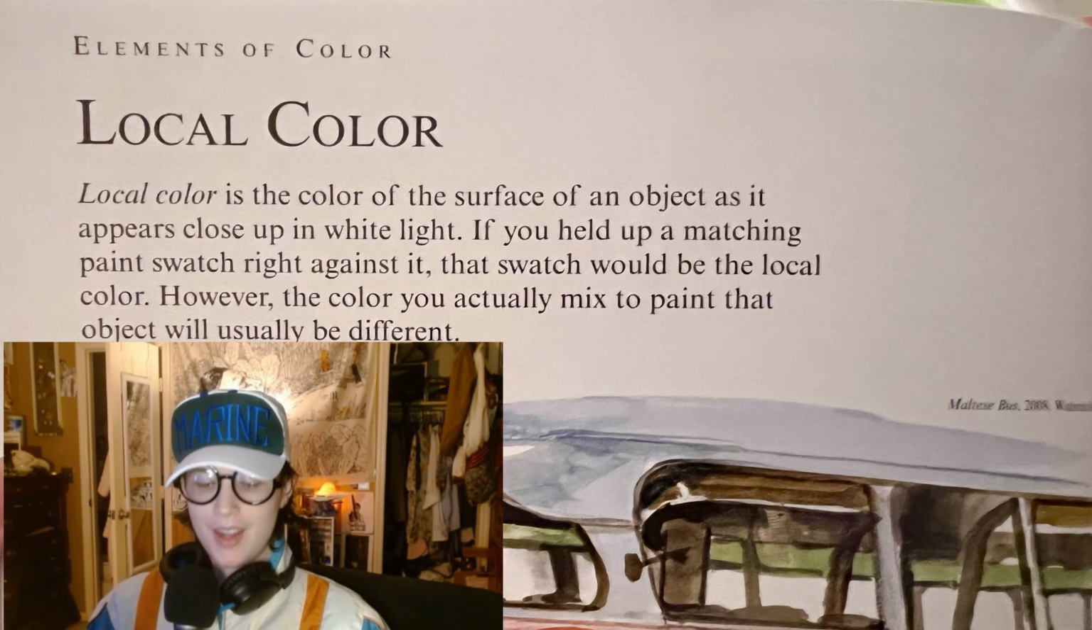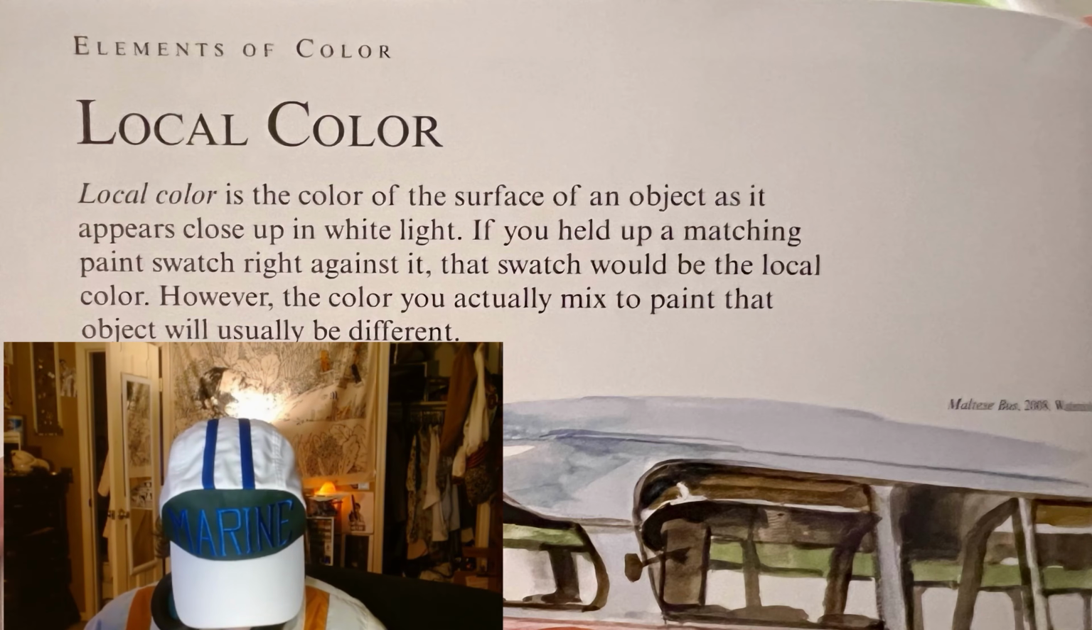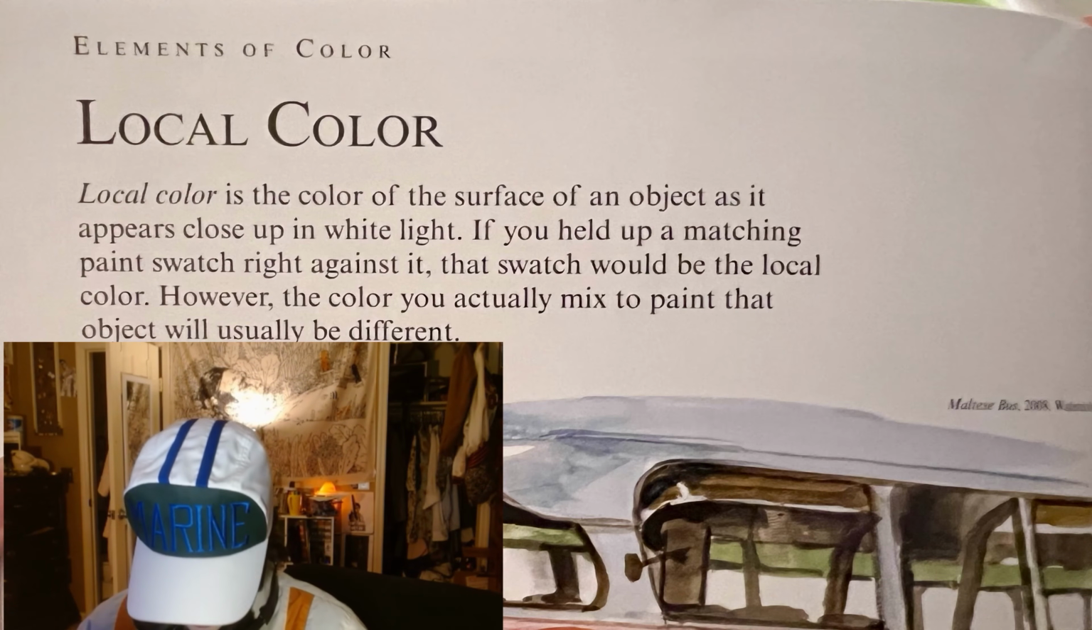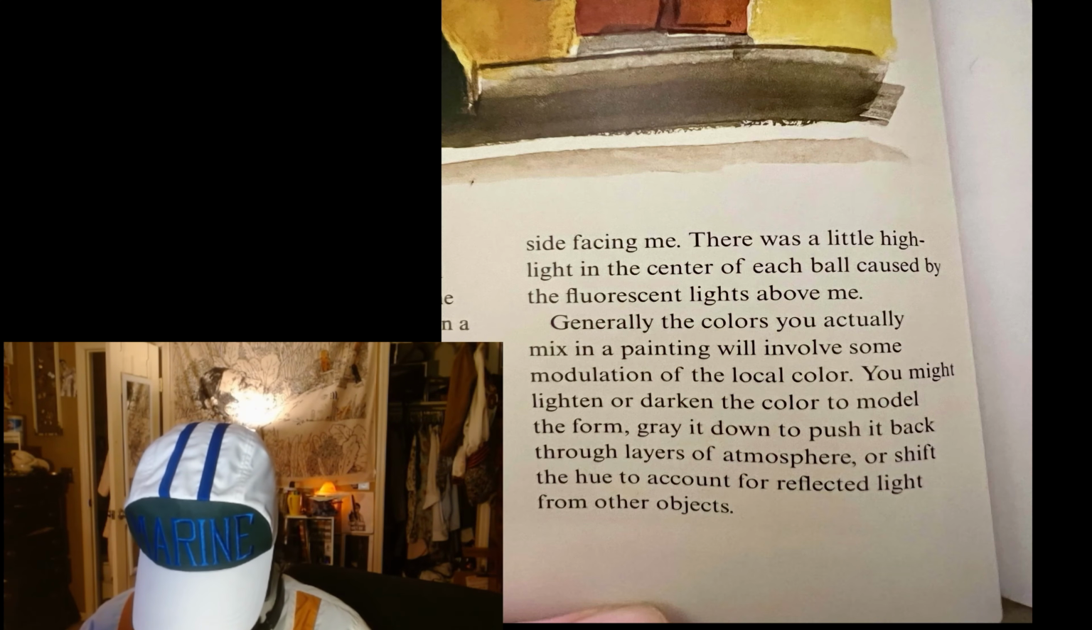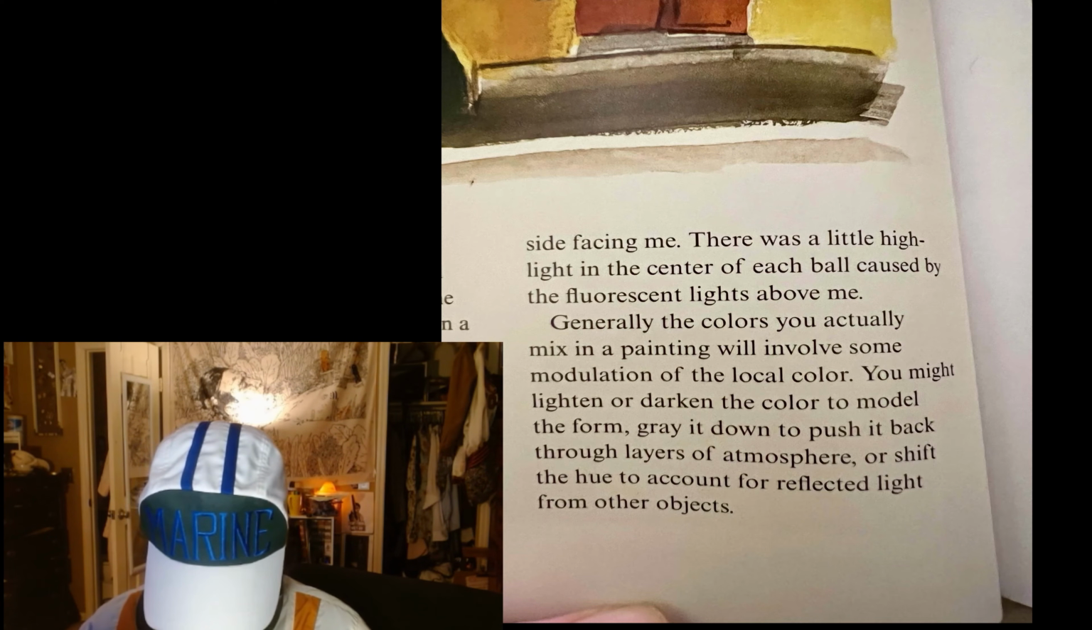Also, it goes on to say further down the page, generally, the colors you actually mix in a painting will involve some modulation of the local color. You might lighten or darken the color to model the form, gray it down to push it back through the layers of atmosphere, or shift the hue to account for reflected light from other objects. What that means for us is that we are doing the local color.